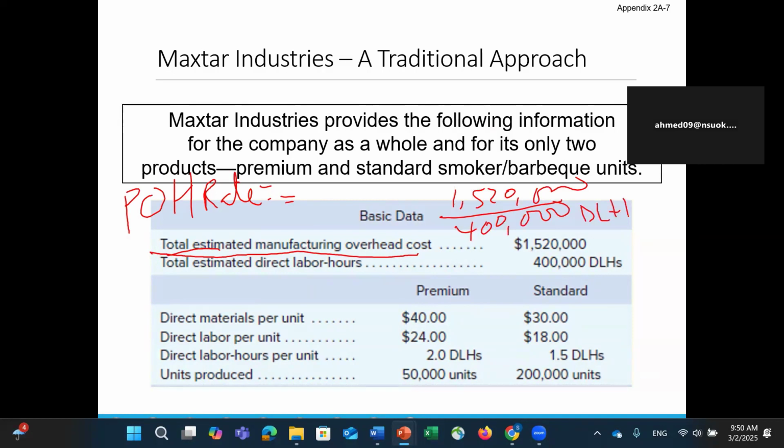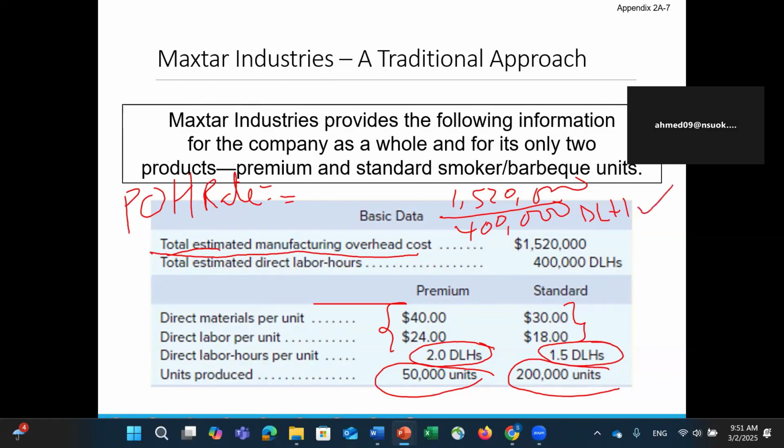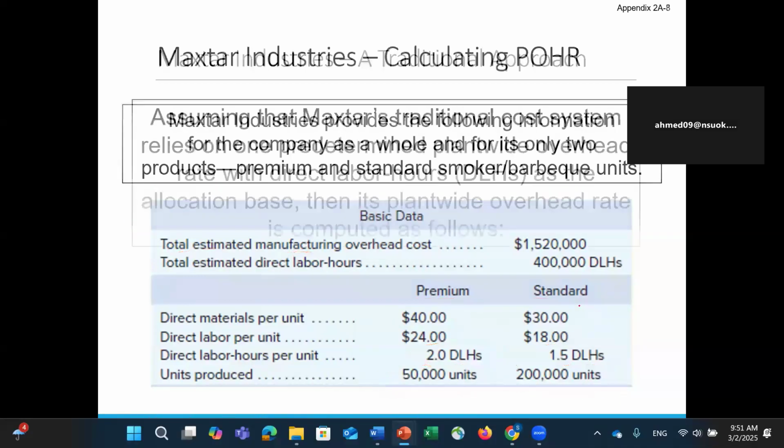Once you get that rate, you have to apply it to these and multiply those. But these are not going to change. It's going to be the same. And remember, we will need these 50,000, the units that will be produced under the standard and under the premium, later for the ABC. But for the traditional, you only have to find the predetermined rate, and then you just multiply those on here and add them up. That's all. It doesn't take that much time. So remember, these will not change. We will take them the way they are.